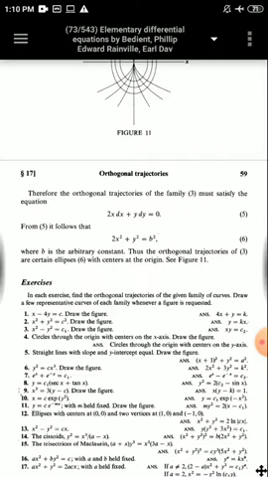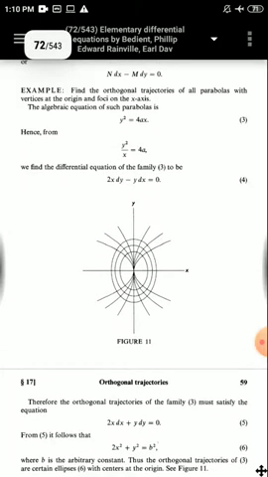From this, it follows that 2x² + y² = b², where b is an arbitrary constant. Thus the orthogonal trajectories of 3 are a certain family of ellipses with the centers at the origin, see in the figure. Okay, so the orthogonal trajectories of the given curves are the ellipses, and the given curves are the parabolas.